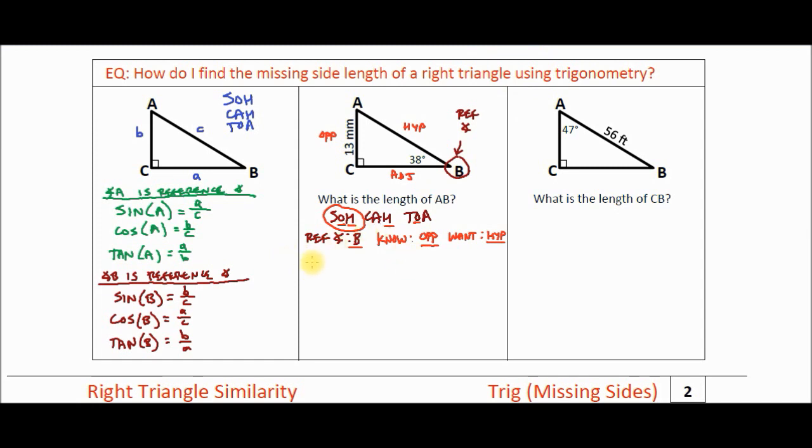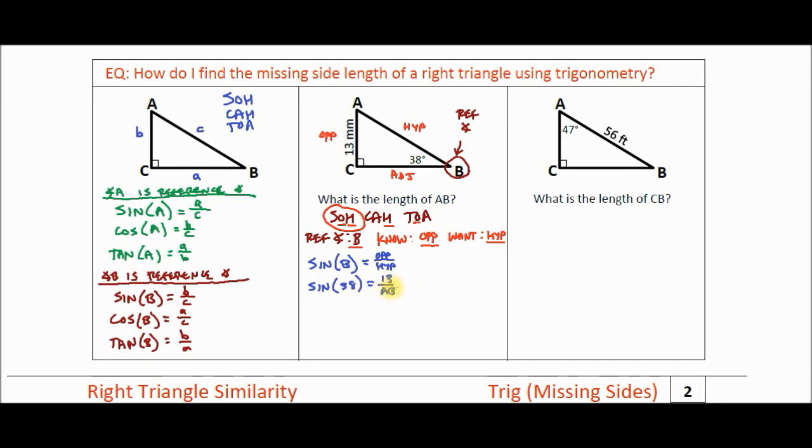Alright, let's set it up just like we did in the previous video. Sine of angle B is equal to, well, we know sine is opposite over hypotenuse. So now let's fill in the things we know. Sine of angle B is 38 degrees. 38 degrees is equal to, we know opposite is 13, and the hypotenuse is our unknown side, AB. 13 over AB. Alright, we got to get AB by itself.